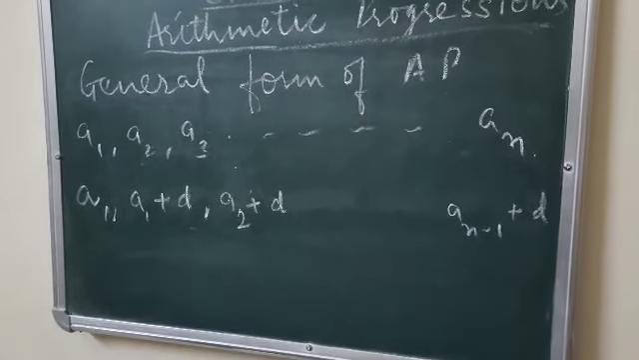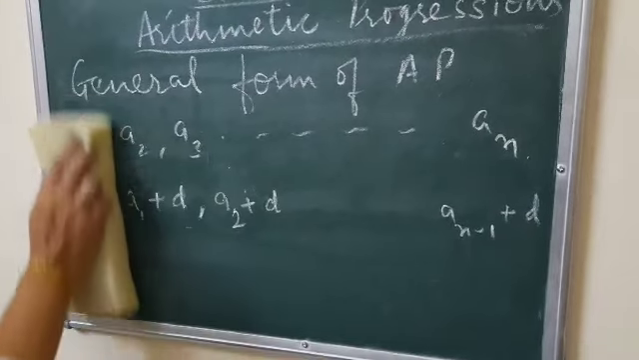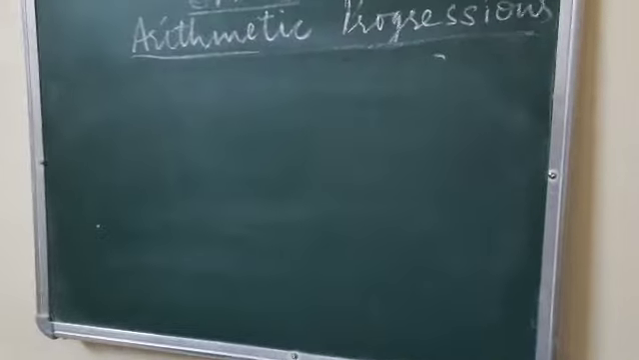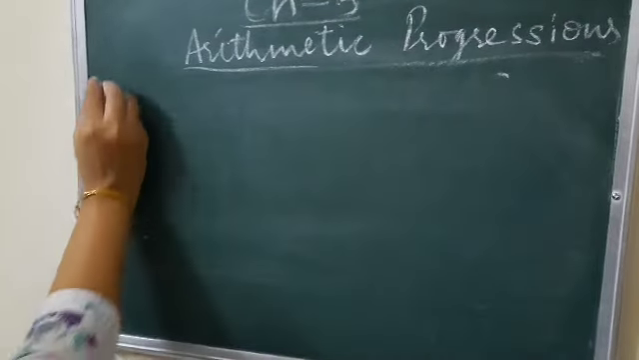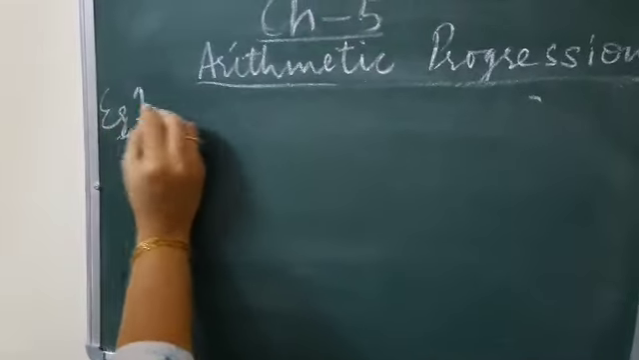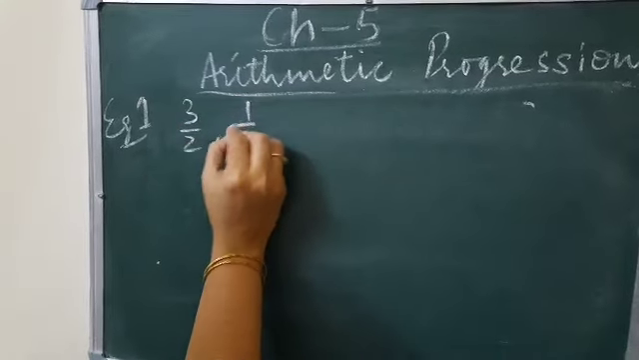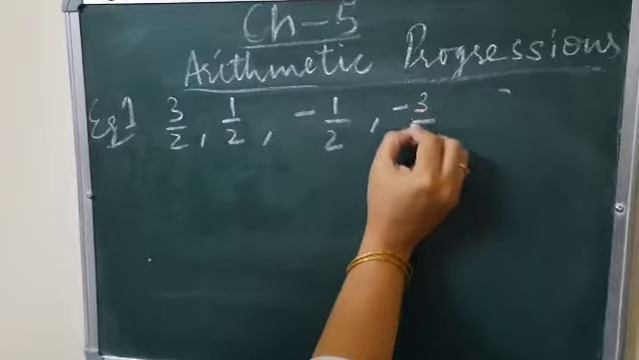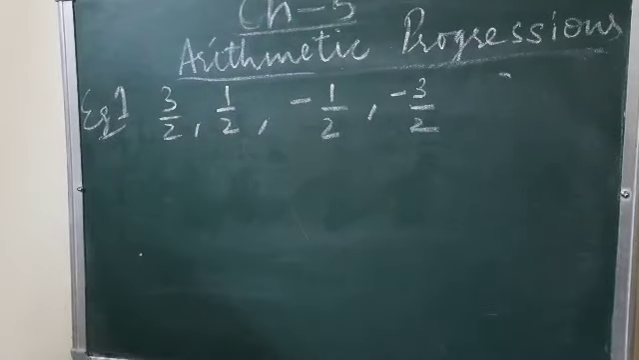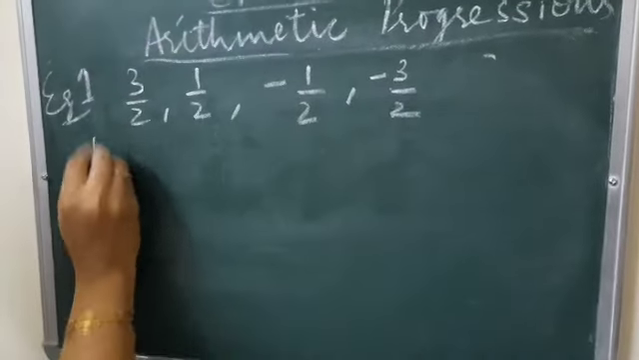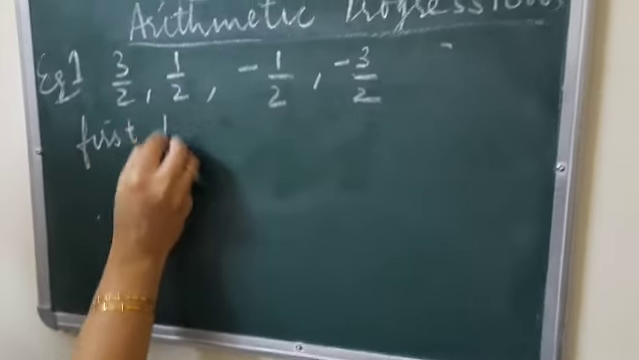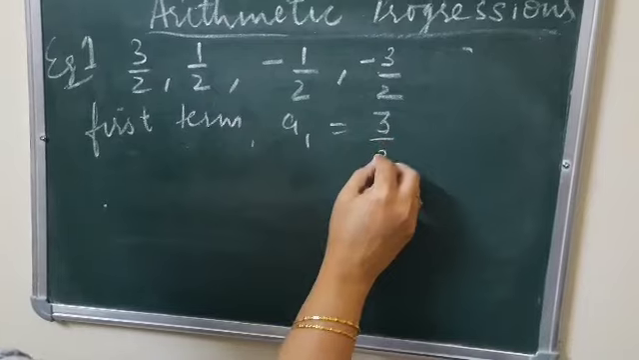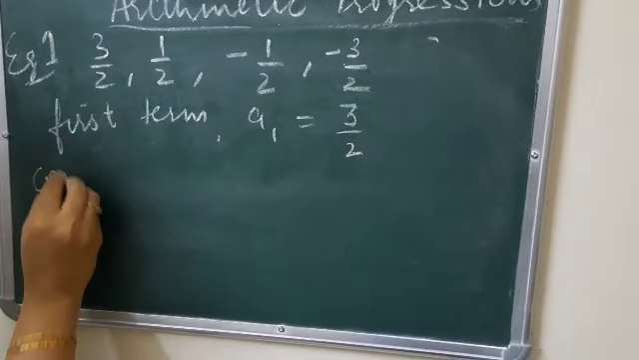Example number 1 we'll be doing now. Example number 1 of your book. For the AP, 3 by 2, 1 by 2, minus 1 by 2, minus 3 by 2. The question is, write the first term and the common difference. What is the first term? It's very clear. It is A1, 3 upon 2. And you have to find the common difference also.